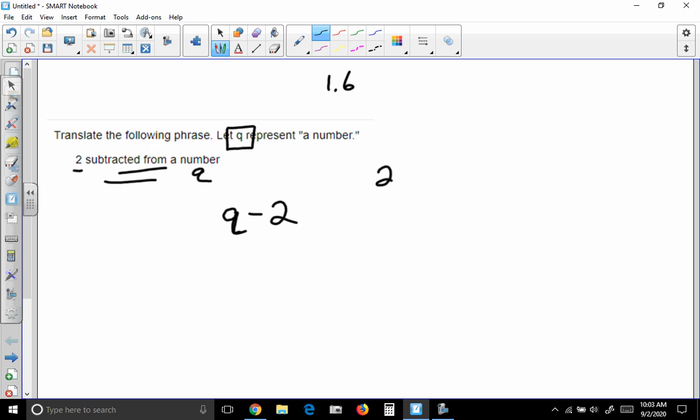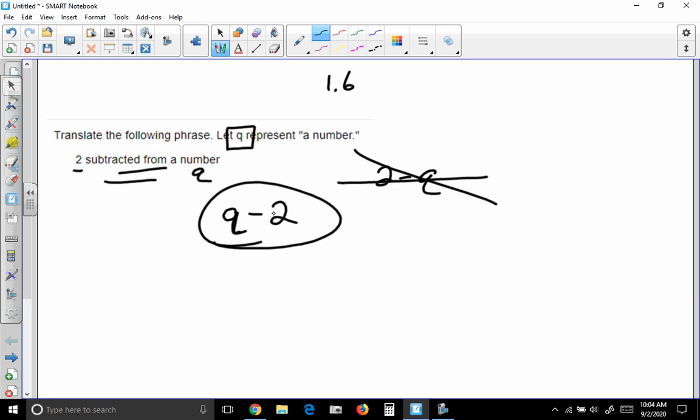Notice that's not the same as 2 minus Q. Here we're taking Q away, but we're asked to take 2 away. 2 subtracted from is the same as saying take 2 away from. So this way, not this way. So take 2 away from Q.